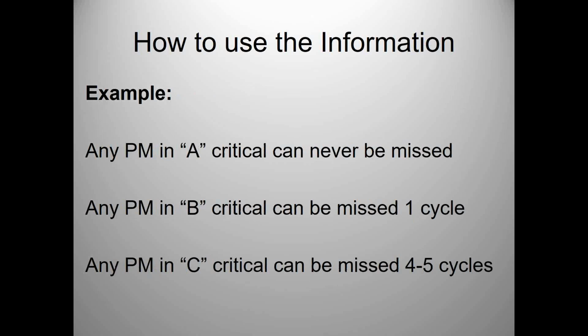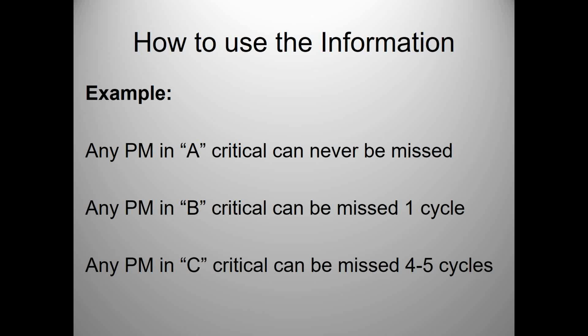So this is what was set up at my plant. You can never miss a PM on an A critical piece of equipment. Never. You work overtime. You'd use outside contractors. B criticals, you could miss one cycle, but after that one cycle, those PMs had to go back and be completed. C critical PMs, you could miss them 4 or 5 cycles, or maybe even never do them.